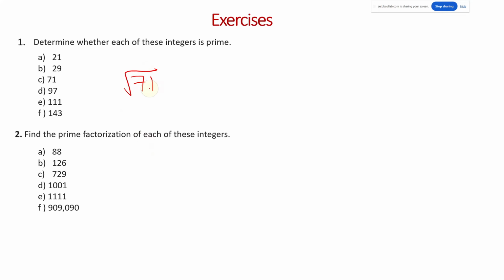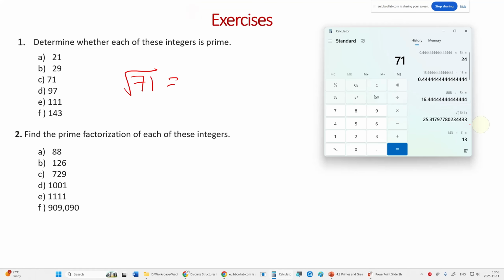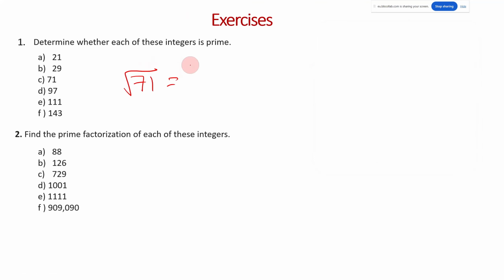Okay, I need to find out. So 71, and do the square root of that. So this is going to be 8.42. That means, well, 8 point something. So I need to find a number that is less than 8. Well, I know that the primes are going to be 2, 3, 5, and 7, because these are the ones that are going to be less than 8.